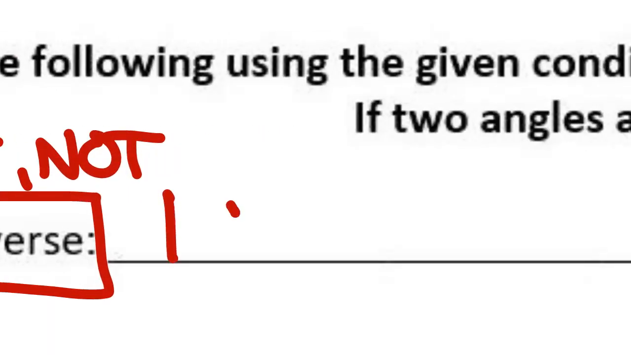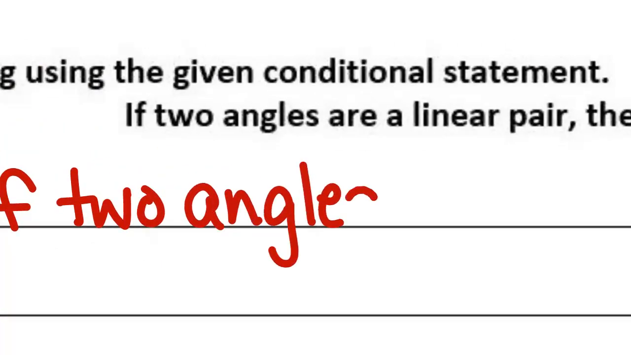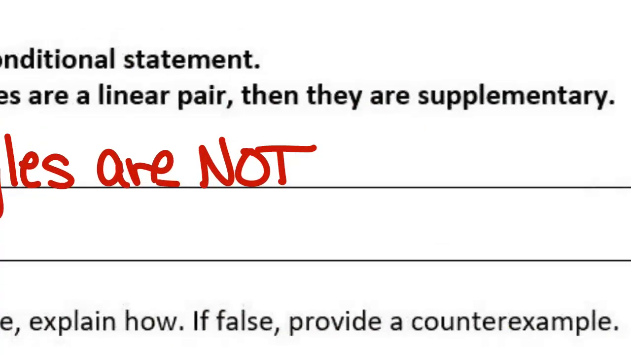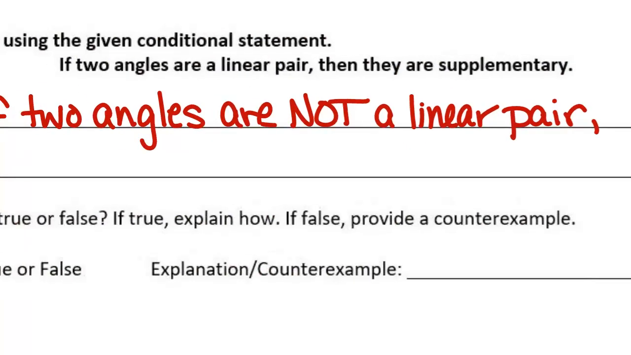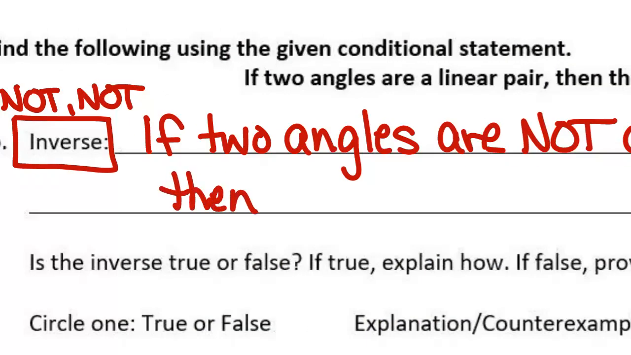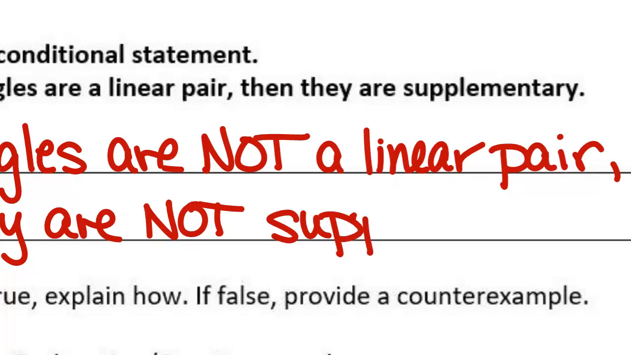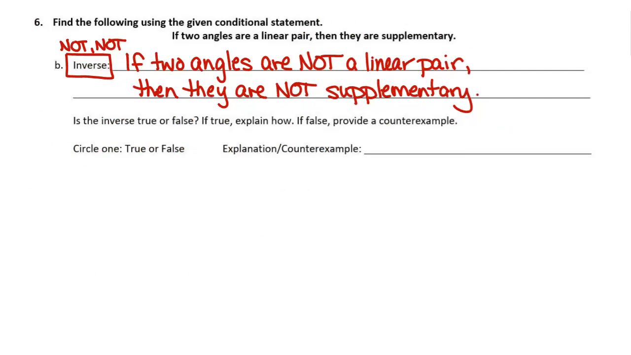Yes. If two angles are not a linear pair, then they are not supplementary. Then we have to decide whether that's true or false.